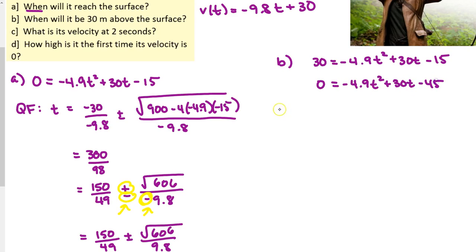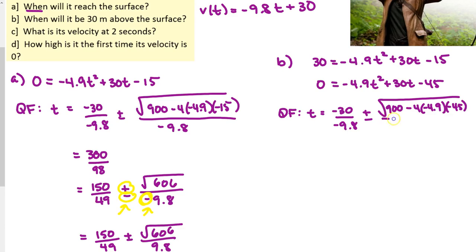And then once again, just use the quadratic formula. So t equals the opposite of b over 2a, and look, that's going to be the same thing each and every time. Oh, there we go again. Plus or minus the square root of 900 minus 4 times negative 4.9 times negative 45 over negative 9.8.